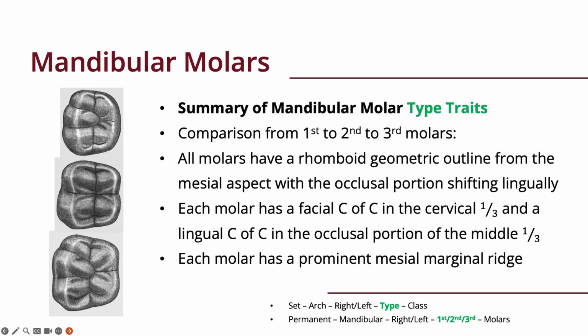Continuing on with the comparisons, all molars have a rhomboid geometric outline from the mesial aspect, with the occlusal portion shifting lingually. Each molar has a facial crest of convexity in the cervical 1/3 and a lingual crest of convexity in the occlusal portion of the middle third. Each molar has a prominent mesial marginal ridge.